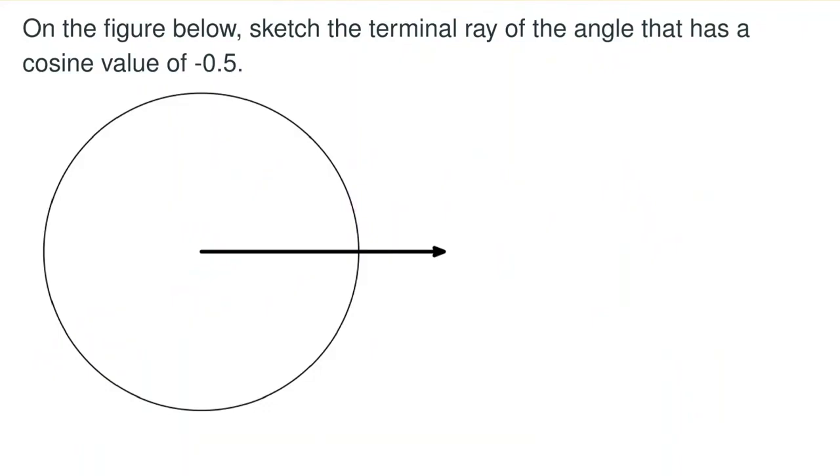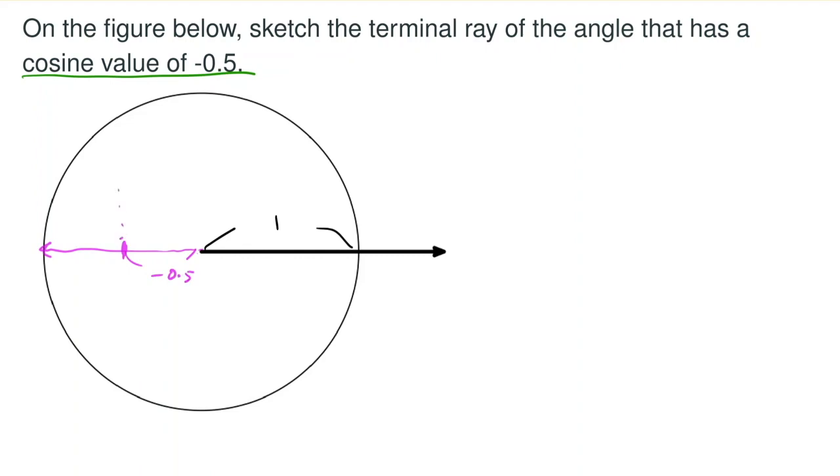In the figure below, sketch a terminal ray of the angle that has a cosine value of negative 0.5. Since it doesn't specify, let's assume the radius length is 1. Since cosine is negative 0.5, that means the horizontal distance here is negative 1, and here will be maybe negative 0.5. So this length is negative 0.5.